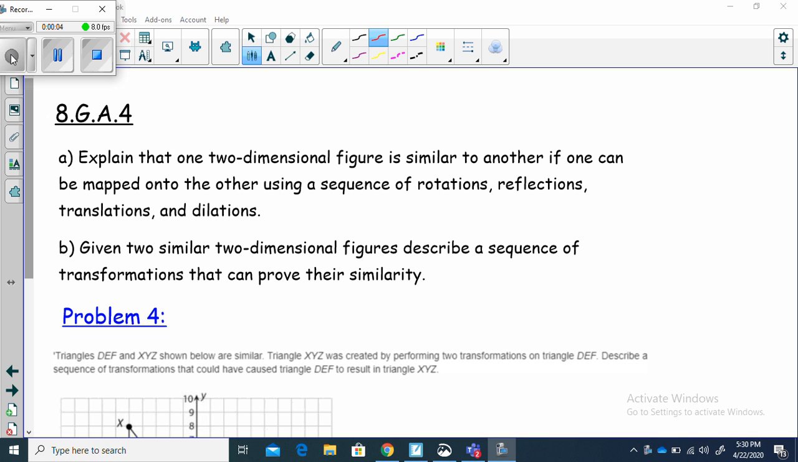This is problem 4 of 8GA4, where we're talking about proving whether or not figures are similar. Given two similar two-dimensional figures, describe a sequence of transformations that can prove their similarity.